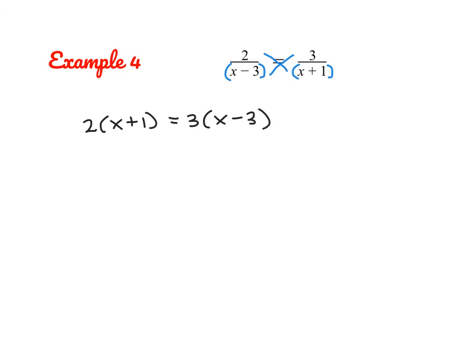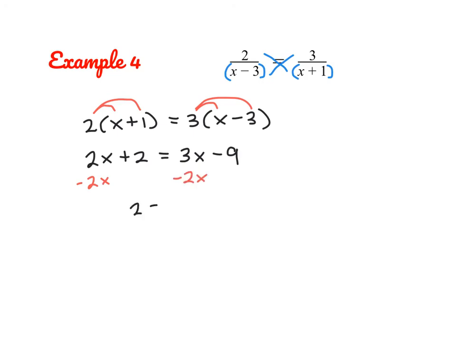So now we need to distribute on both sides. So 2 times x is 2x, 2 times 1 is 2, 3 times x is 3x, 3 times negative 3 is negative 9. So from here, since I have variables on both sides, I'm going to pick the smaller one and move it to the other side. I'm going to subtract 2x from both sides. So we get 2 equals 1x minus 9. And now add 9 to both sides. And we get x equals 11.